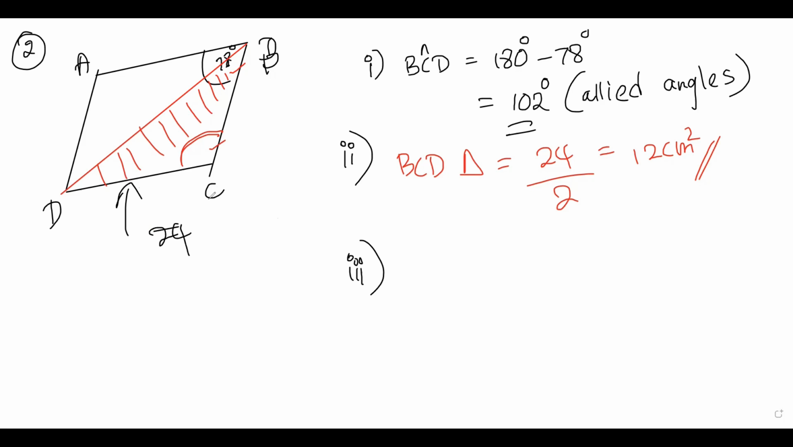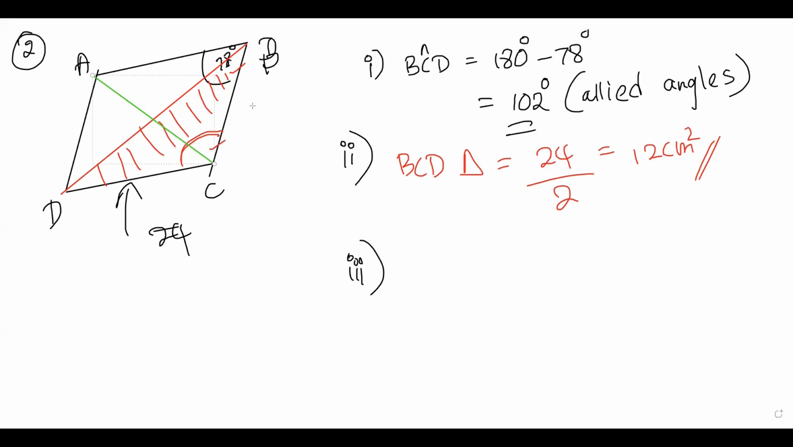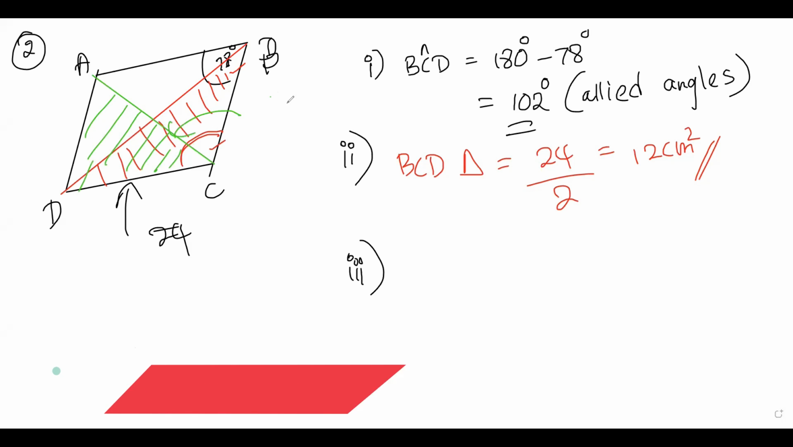And the last one. What is the ACD? ACD same. ACD also same happening. If I consider ACD, this one. ACD, it is bisected by the AC diagonal, no? This is a diagonal by diagonal.